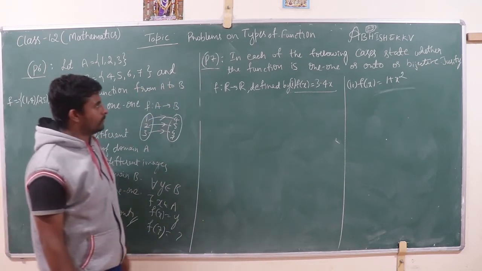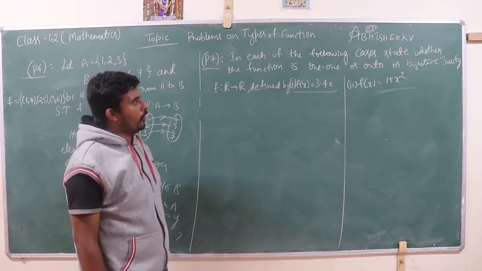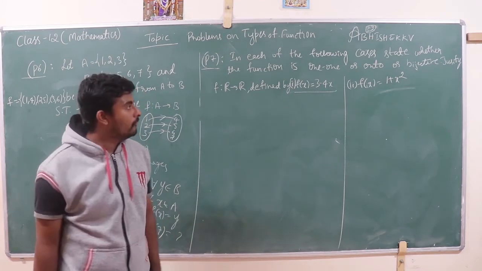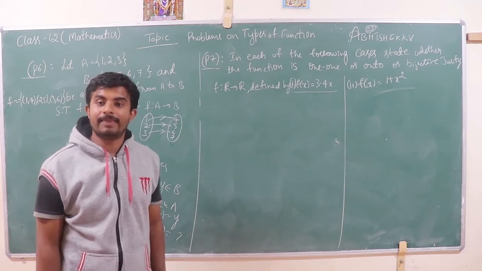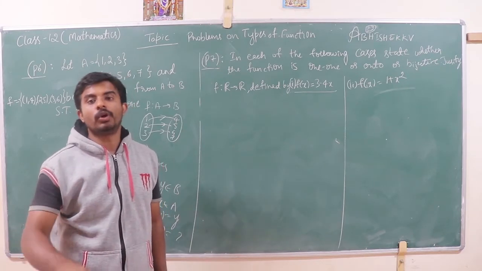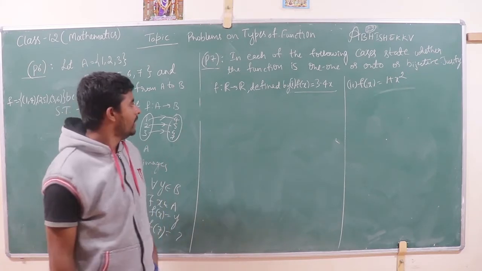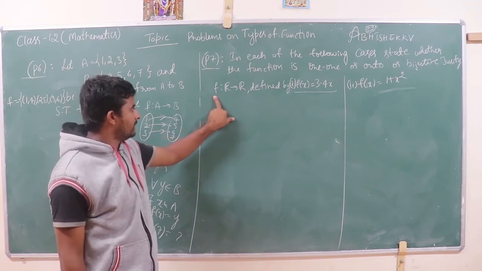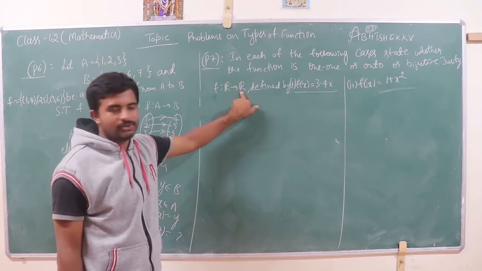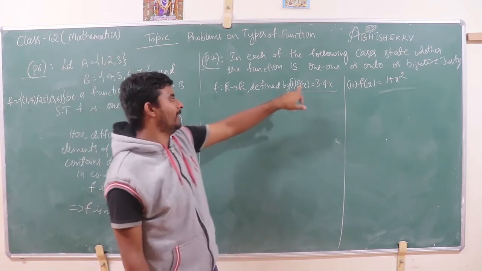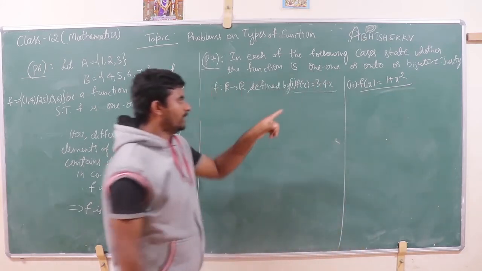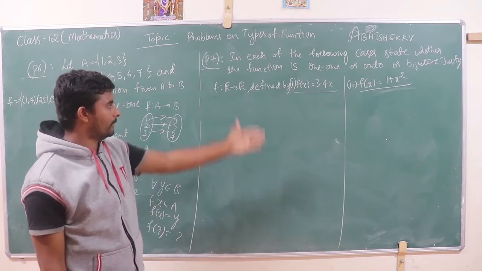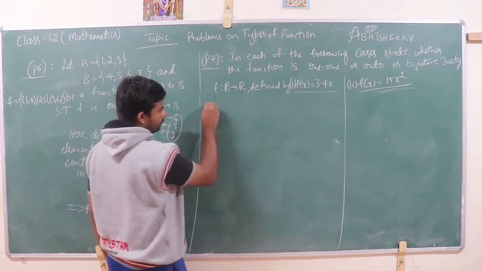Yes. Next, move on to this problem. In each of the following cases, state whether the function is one-one, onto, or bijective. When we say the given function is bijective, the function is both one-one and onto, right? Here they consider the function f from the set of real numbers to the set of real numbers defined by f of x is equal to 3 minus 4x, and this is the second sub-question, f of x is equal to 1 plus x square. Let us check this.